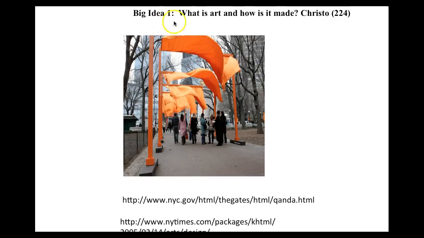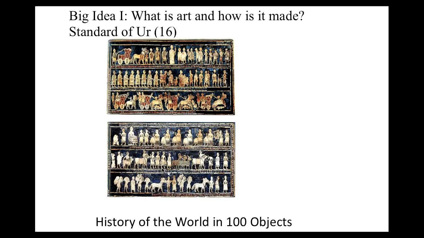So, if we're looking at big idea 1, what is art and how is it made? This is an image that we're going to look at in the spring. In this image, they put these gates through New York City. It's supposed to be an installation, something that you have to walk through. Since this is a contemporary piece of art, we have to look, as art historians, at why it was made. What was the intention of the piece? That's what you're looking for in that type of question.